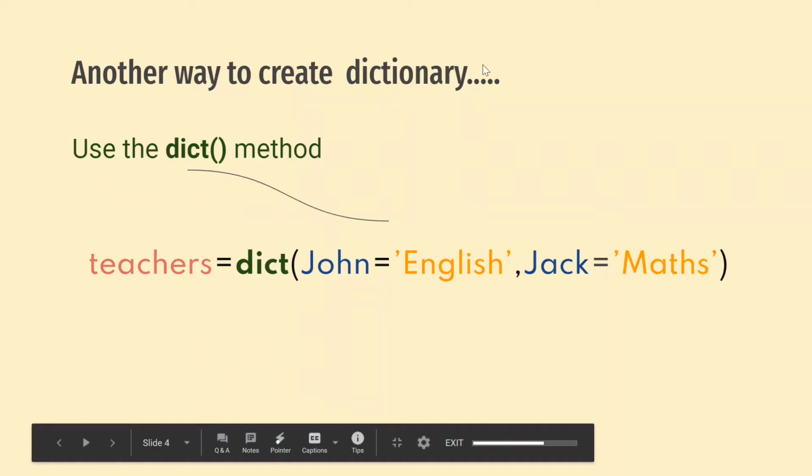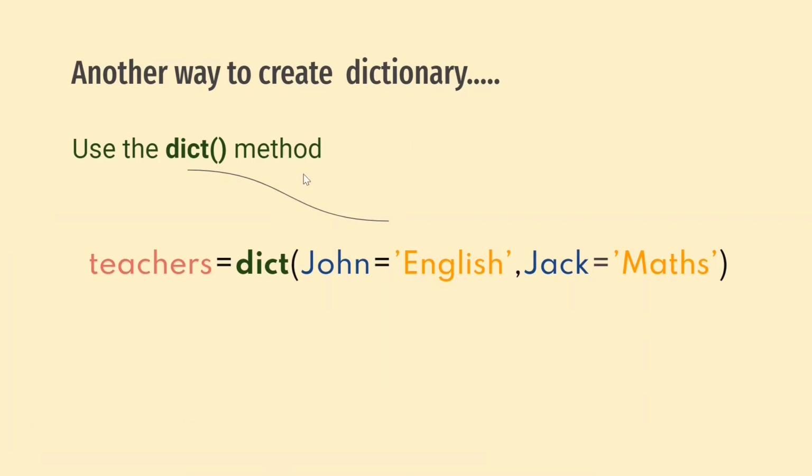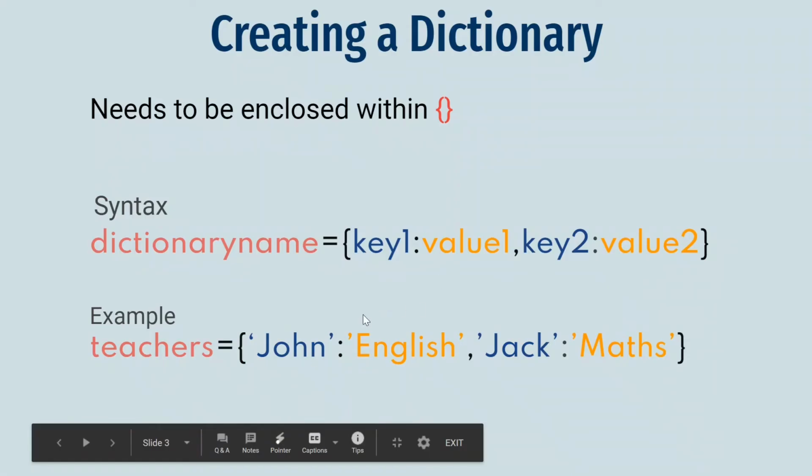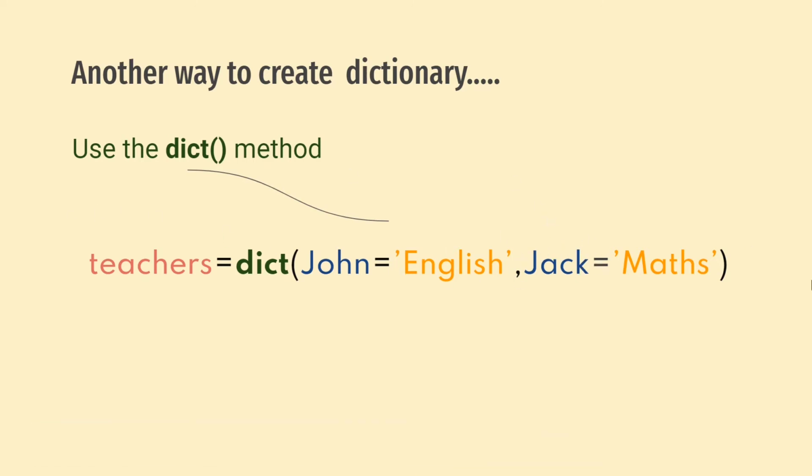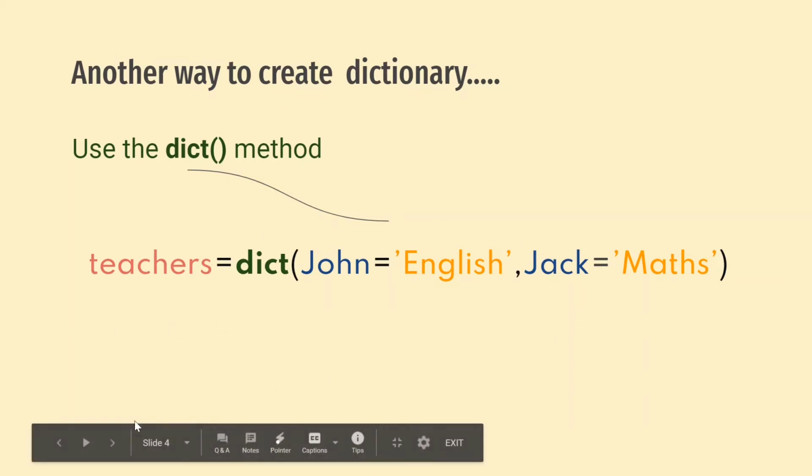There is another way to create a dictionary. We can use the dict method. Here, instead of using curly braces, we will be using brackets, and we'll put all our key value pairs in between these brackets. So here I have John equal to English and Jack equal to maths. Same way, I'm separating the key value pairs using a comma. But the difference lies here: I'm using an equal to symbol, whereas earlier I was using colon. Also, earlier the key was enclosed within quotes, whereas here the key is not enclosed within quotes. This is the only difference. You can use either method.